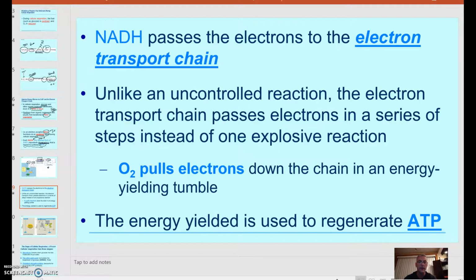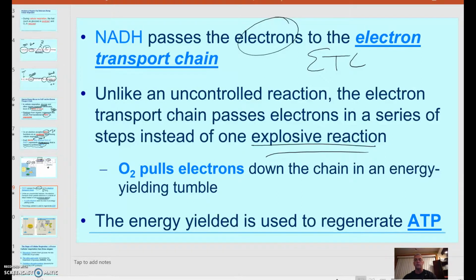So the idea is that NADH is going to pass electrons down the ETC, or Electron Transport Chain, and it's going to do it in a fashion that releases the energy in a controlled mechanism. Instead of a single very exergonic reaction that could potentially damage the cells and be explosive, we yield the energy in small packets so that it's more easily controlled and it can drive reactions.